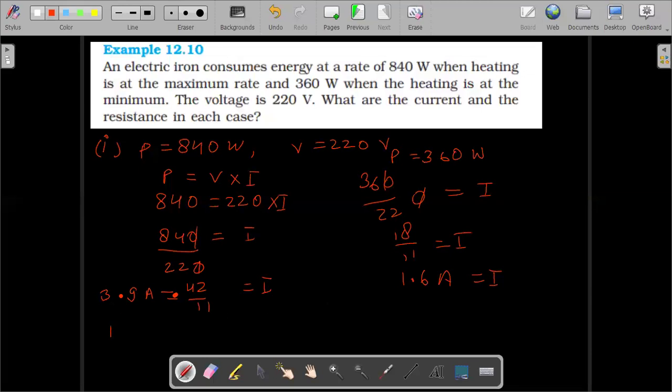Then can you find the resistance in each case? Here also find the resistance. Use the formula of power equals V square by R. Yeah, use that formula and obtain the resistance in each case.